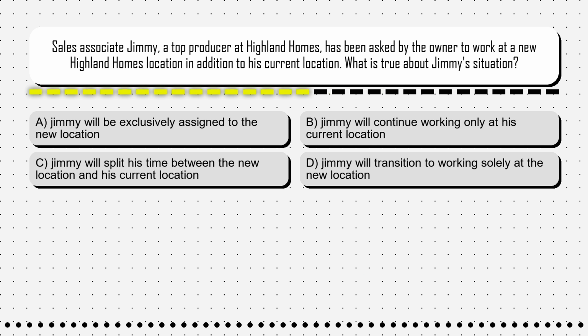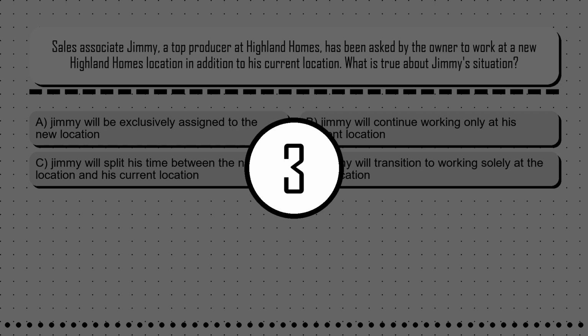Option A, Jimmy will be exclusively assigned to the new location. Option B, Jimmy will continue working only at his current location. Option C, Jimmy will split his time between the new location and his current location. Option D, Jimmy will transition to working solely at the new location.